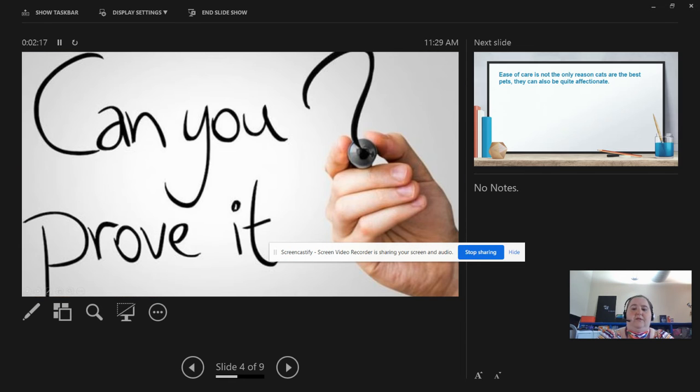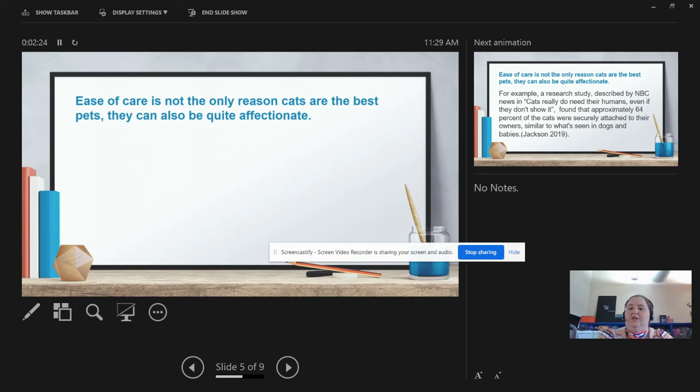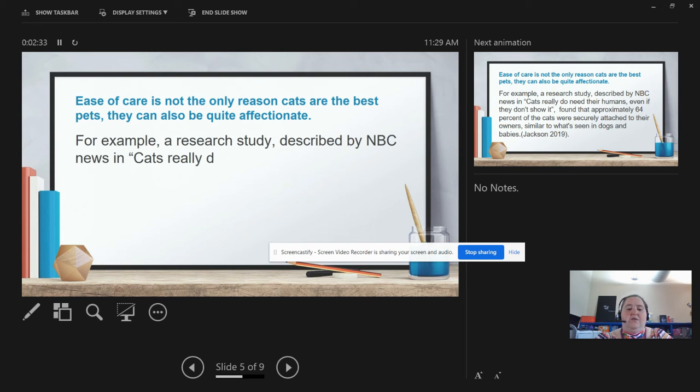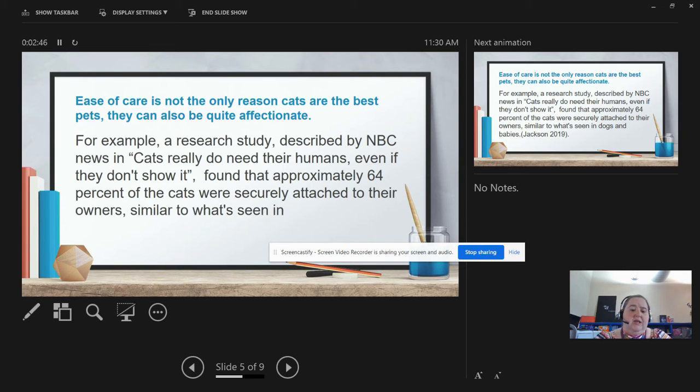But this is a research paper, so can you prove that cats are affectionate? So, I have my topic sentence that they're affectionate, and now I'm going to go and research and find proof. So my next sentence is going to be flat out research. The only thing I have to do is copy the quote in and then make the quote make sense. I have to put in a tag, an author tag, to make it make sense and flow with my paper. And then I have to put in the citation to tell you where I got it from.